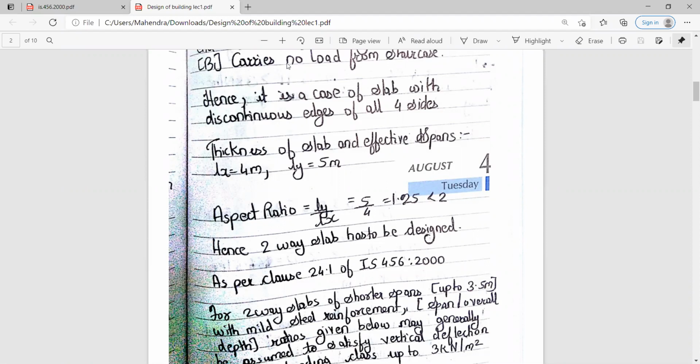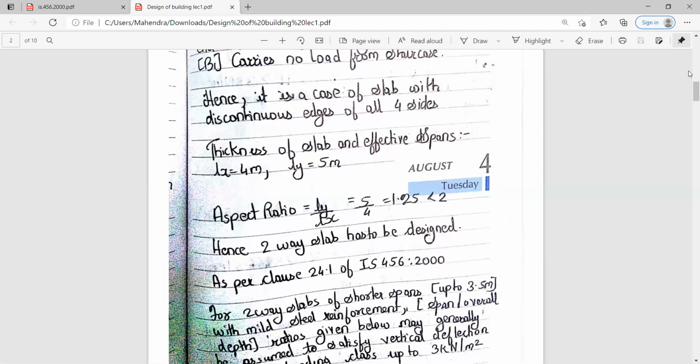Yes. If the aspect ratio, that is Ly/Lx, is greater than 2, then the slab is to be a one-way slab, and if the Ly/Lx ratio is less than 2, then the slab is a two-way slab. So in this particular case, the Ly/Lx ratio is 1.25, that is it is less than 2. So this is your two-way slab. So we need to design the two-way slab.